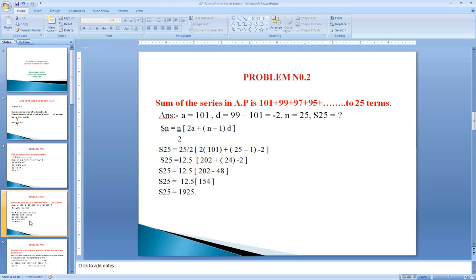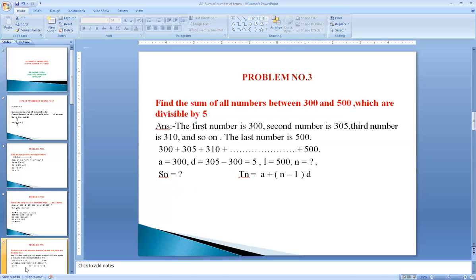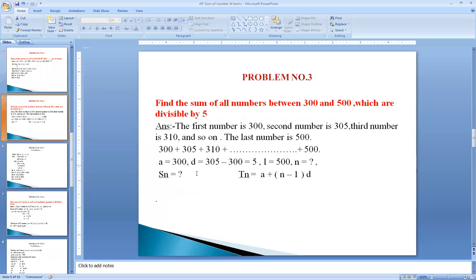Let us see the next question, that is, find the sum of all numbers between 300 and 500 which are divisible by 5. See, in such a case, when the numbers are divisible by 5, or divisible by 6, 7 or 8, between two ranges of values, by whichever number you keep dividing, the difference will be the same constant. So if you are dividing by 5, the difference of the numbers will be 5, and instead of checking each one, we can go very easily.